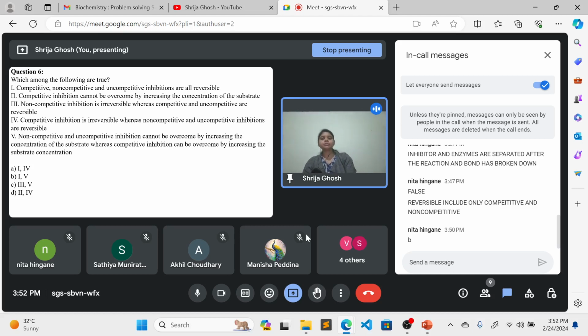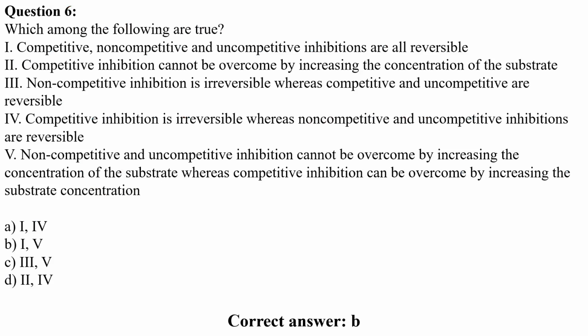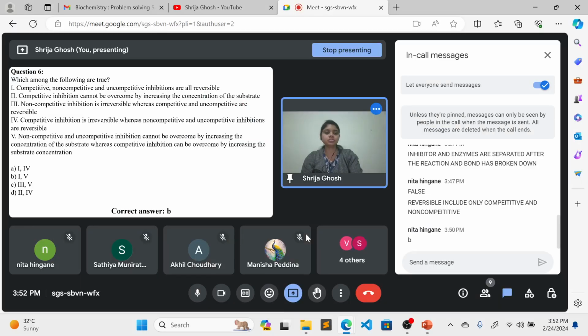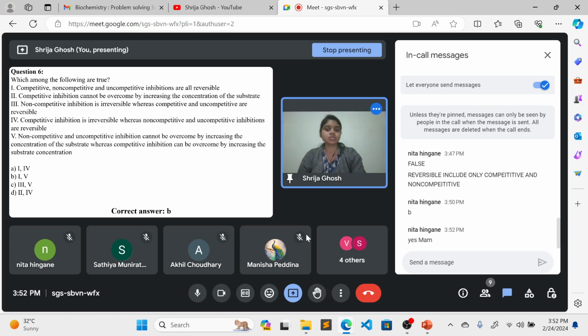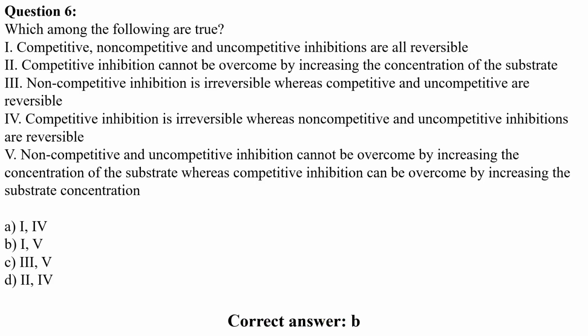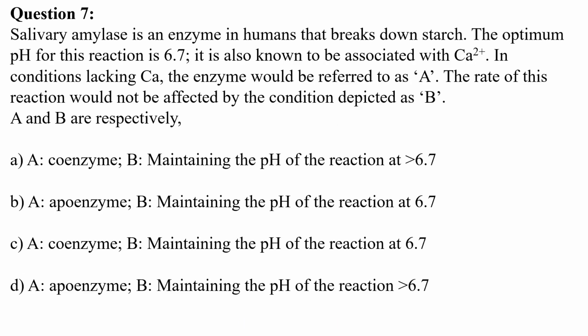So competitive inhibition can be overcome by increasing the concentration of substrate. So option B, that is first and the fifth statement, is correct. I hope this is clear. Neeta, is it clear why all three inhibitors are actually reversible inhibitors? Okay, very good. So now we'll move forward to the next question. That is question number 7.